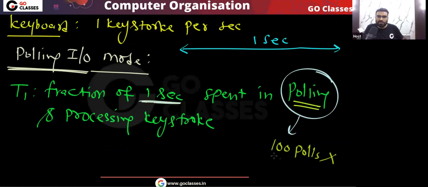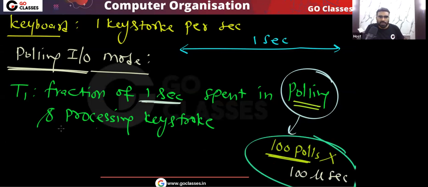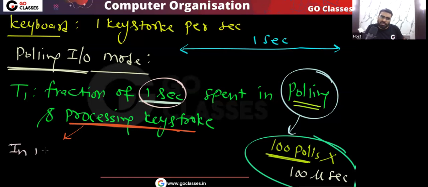In every poll, how much time is wasted? Total 100 polls multiplied by how much time wasted in every poll? That is 100 microseconds. So this is the time wasted in polling. Is this clear? And to process the keystroke, remember, in 1 second, one keystroke will be pressed. So how much time will be wasted processing the keystroke?